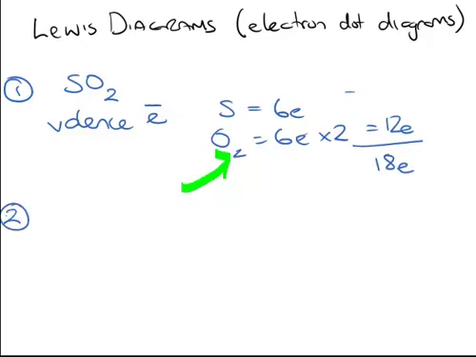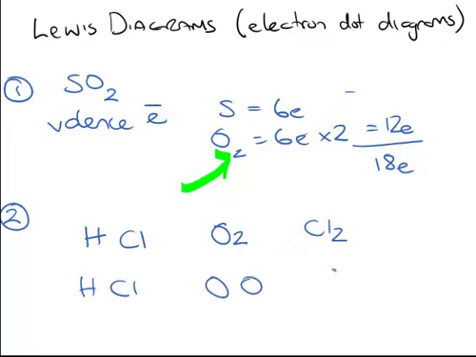Okay, the second step is to place the atoms so that you have a central atom. Now, obviously, if there's only two atoms, such as HCl or O2 or Cl2, you just place them next to each other. For instance, you just do that, you just do that, or you just do that for chlorine. So they're fairly straightforward in how you'd place them.